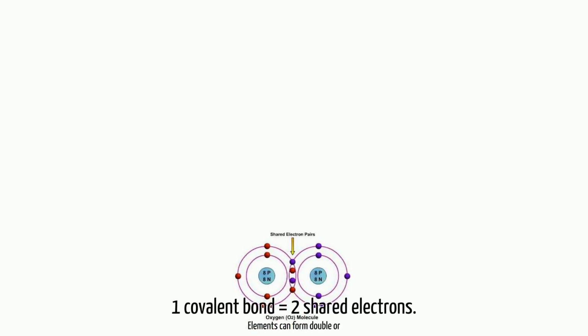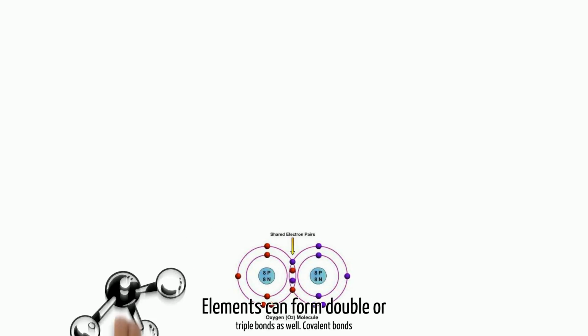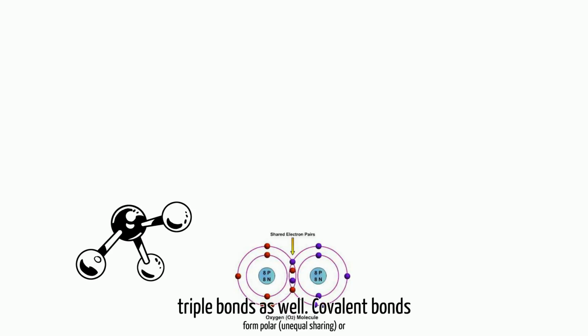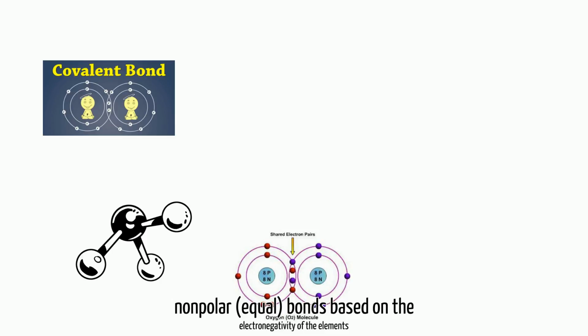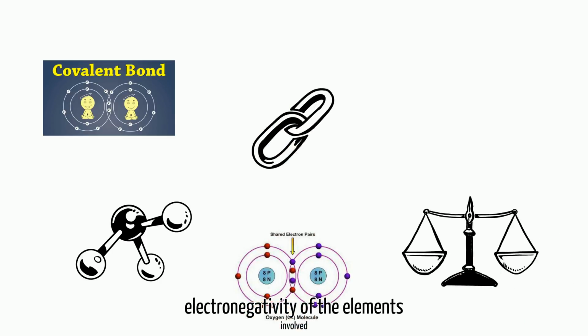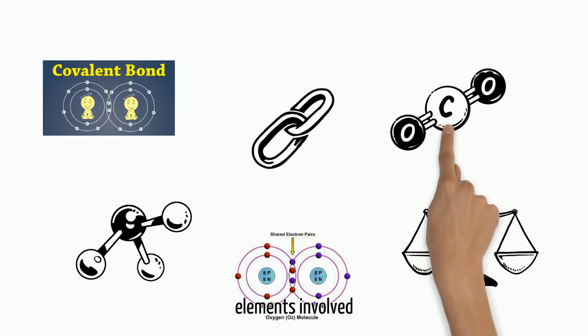One covalent bond equals 2 shared electrons. Elements can form double or triple bonds as well. Covalent bonds form polar (unequal sharing) or nonpolar (equal sharing) bonds based on the electronegativity of the elements involved.